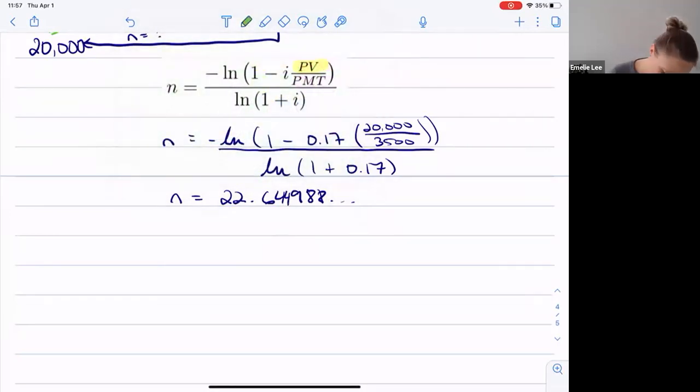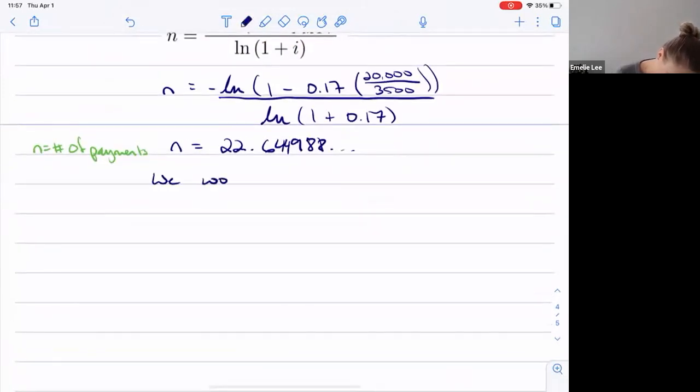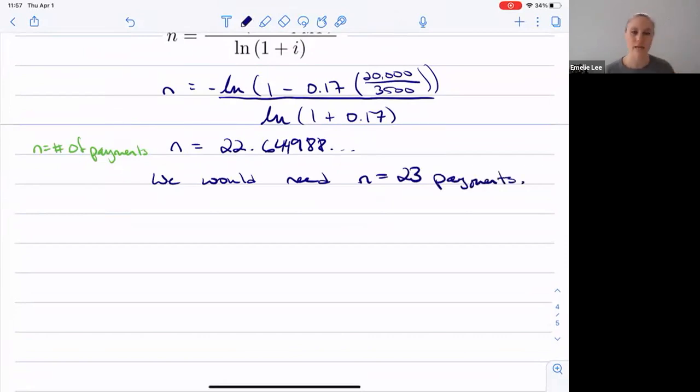So n is the number of payments, right? So we would need n equals 23 payments to pay it off. Never mind that that last payment is not quite the full amount, that's fine. The total number of payments that you're making is 23. Or you're paying off a little bit more than you owe. For us, we're just going to leave it at 23 payments.